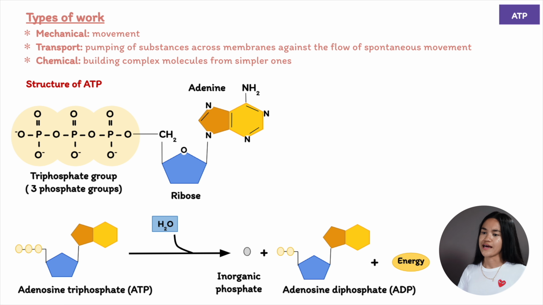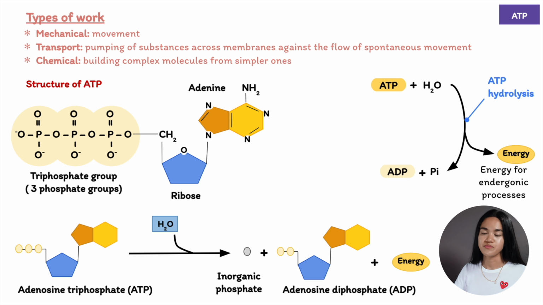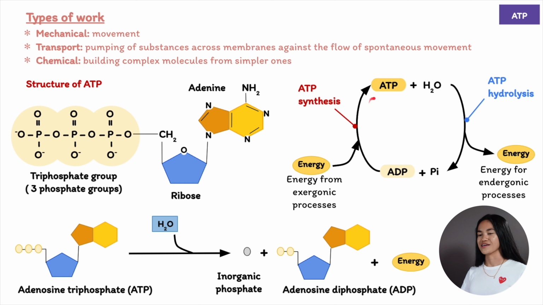So then, once ATP is broken down, how do we regenerate ATP? ADP is phosphorylated and we produce ATP again. However, energy from exergonic reactions is used to synthesize ATP.